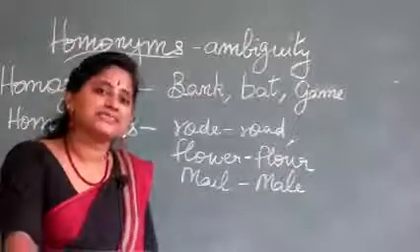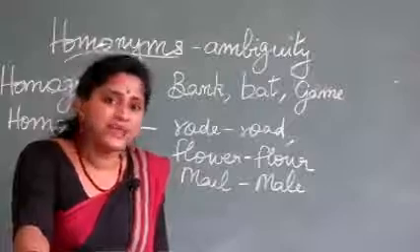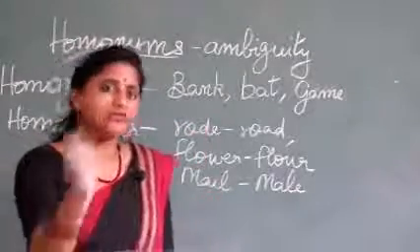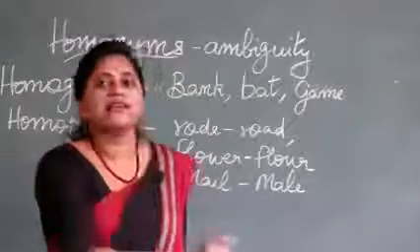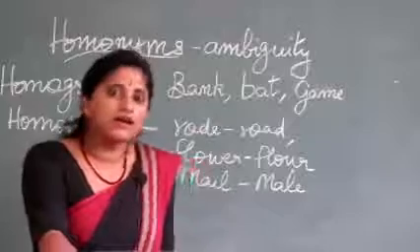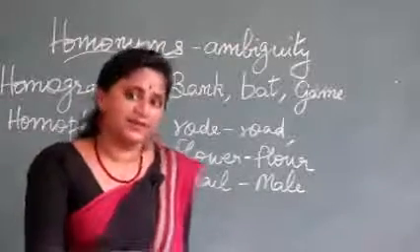So the pronunciation is same. I and eye. The pronunciation is same, but the meaning as well as the spelling is different. So since the pronunciation, the sound is same, it is called homophones. So these are the words that may create ambiguity while speaking.